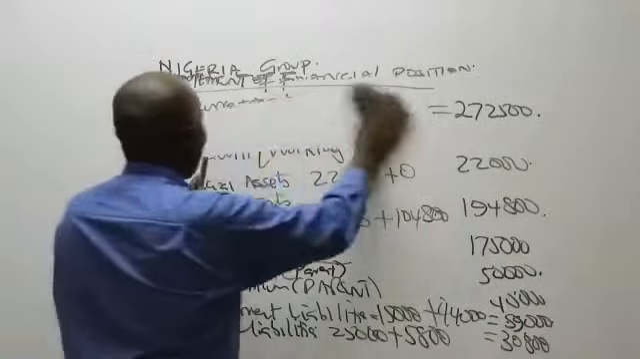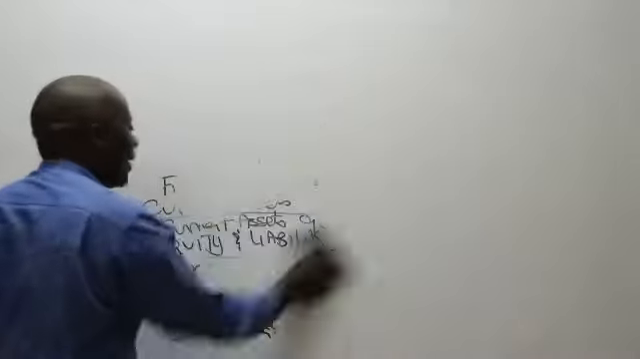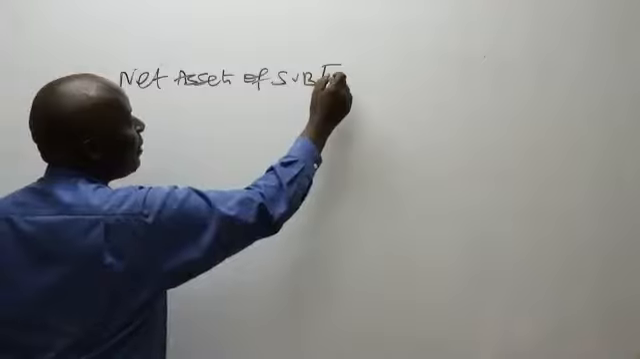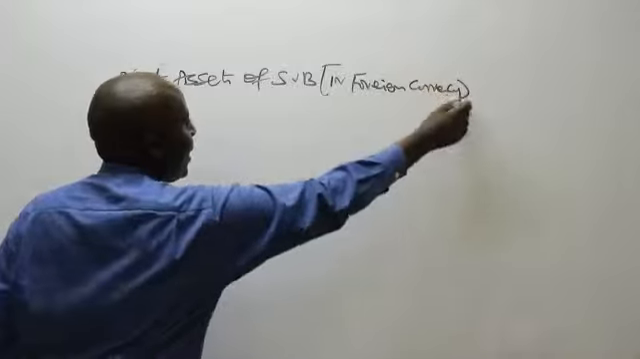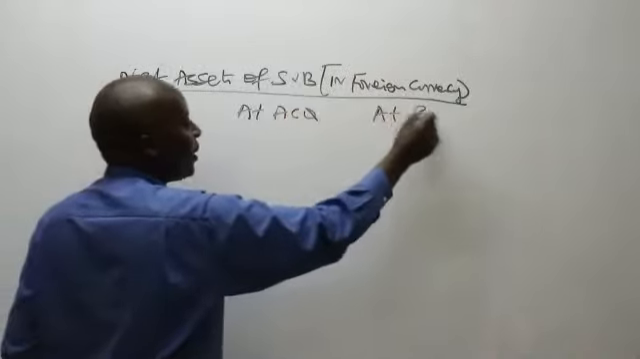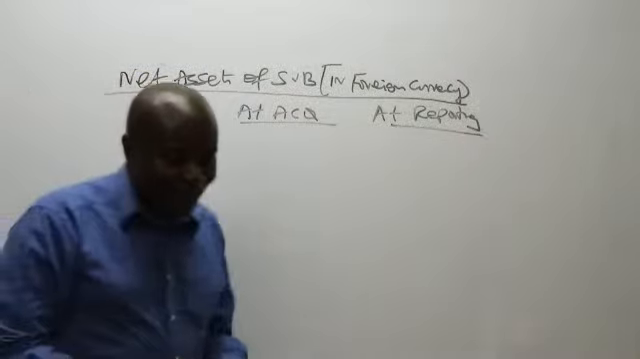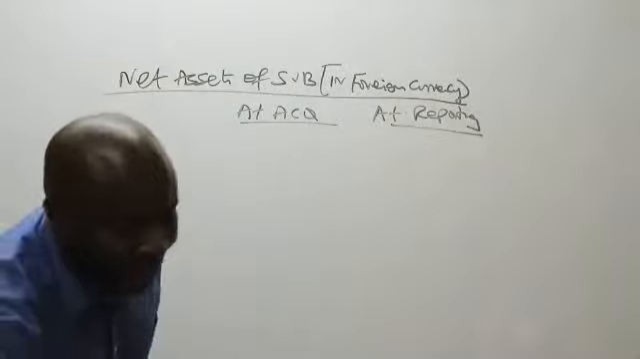Now let me first finish this balance sheet. So to finish the balance sheet, we start with the net assets of the subsidiary. Write net assets of the subsidiary. These must be given in foreign currency. So remember, net assets is at acquisition and at reporting. It's net assets at acquisition and net assets at reporting.